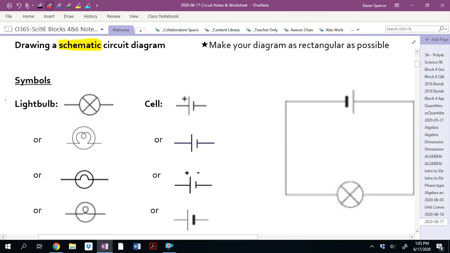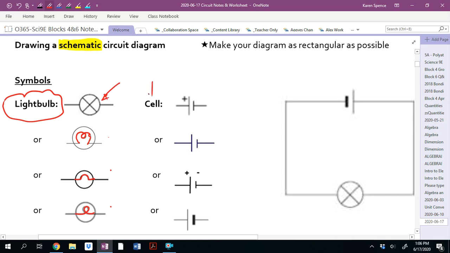So the symbols that we can do so far is we're going to have a light bulb, and you can either draw a light bulb as a circle with an X in it, or you can draw it as this little squiggly, or you can draw it as a single loop. You can do a double loop-de-loop, or you can do a bump, or a single loop-de-loop, or you can do an X. I like the X because it's easy to draw, okay? You can choose whichever one you want to, okay? Just be aware that probably in my answer keys, a lot of them are going to have the X because, like I said, it's easy to draw.